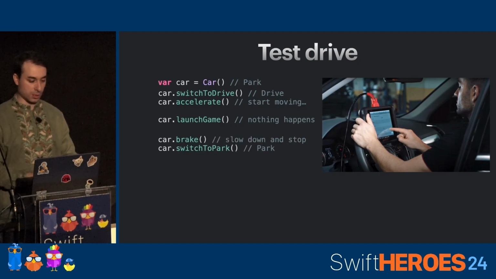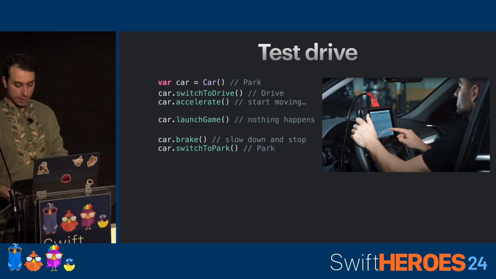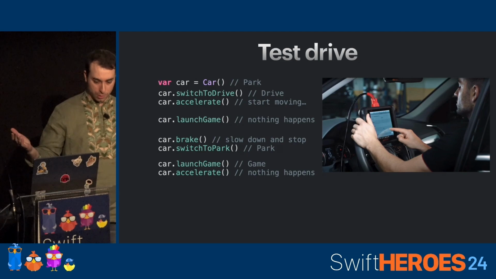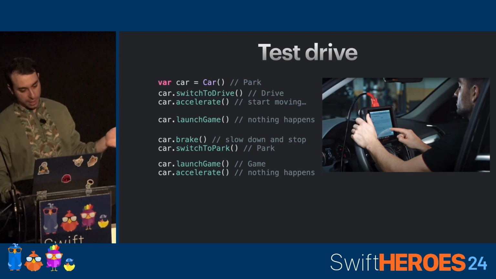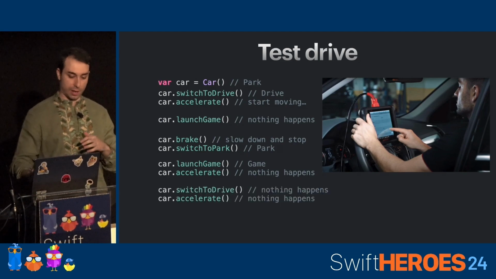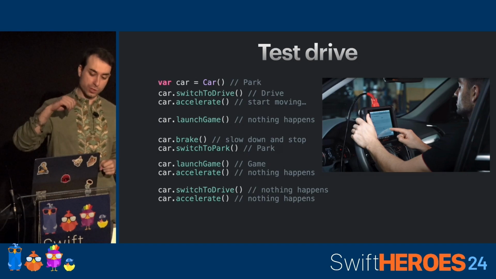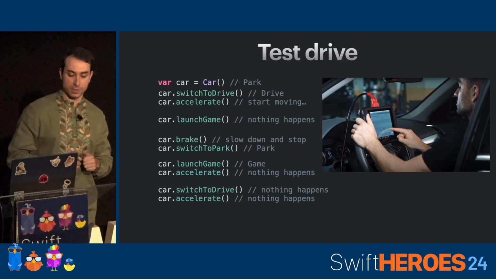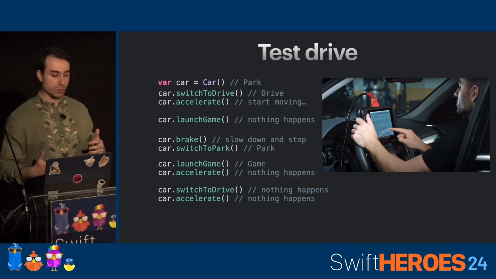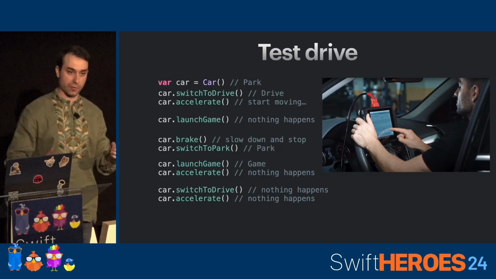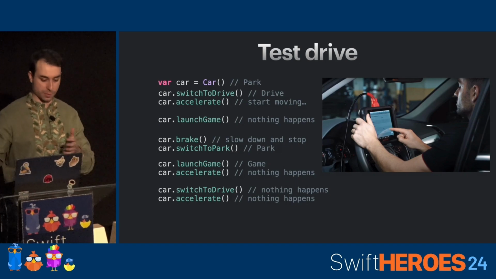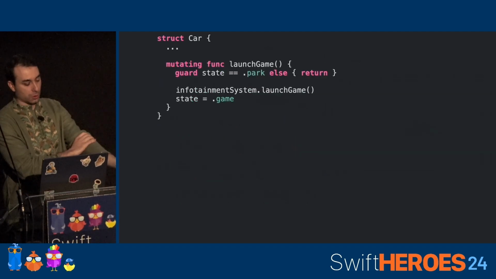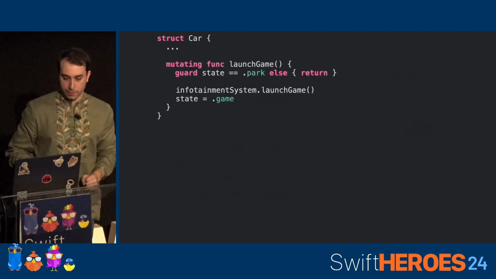So we brake, the car slows down, we switch back to park. Now when we are in park, we can try to launch the game again. Now the game launches, we accelerate, nothing happens because we're in game mode. Then we try to switch back to drive while we're playing, and nothing happens. So this is great because again, we never want to allow the car to switch into drive and start moving when we're playing the game. We must first switch back to park. Cool. So this is all good, right?